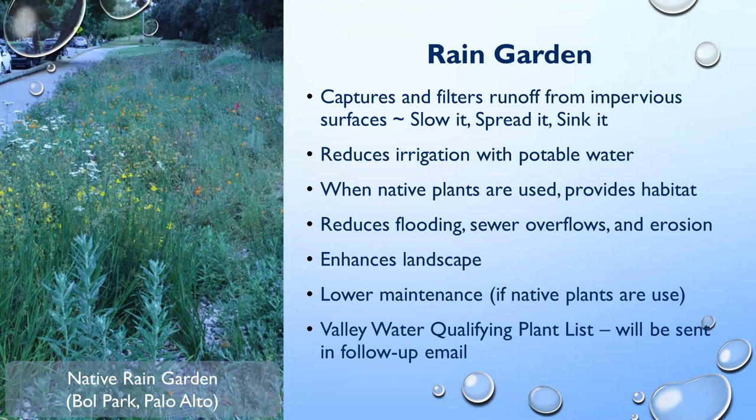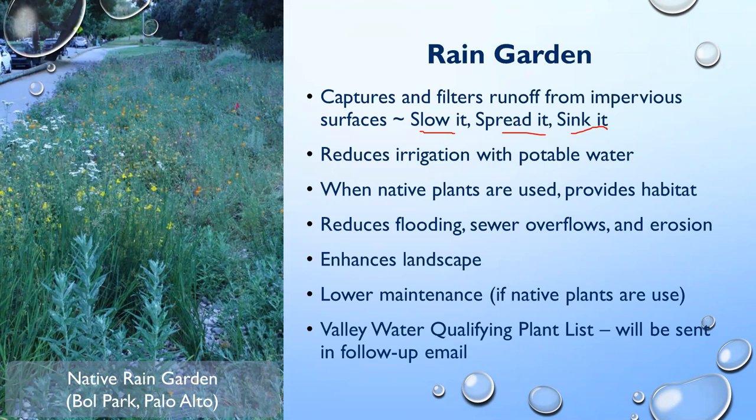And the main idea for a rain garden is to slow it, spread it, and sink it. And I'm sure a lot of you have heard that expression, slow it, spread it, sink it. And it really is exactly what it sounds like. You want to slow that water down, you want to spread it out, and you want to sink it into the ground. And all of that is to keep it from going down our storm drains with all of those pollutants that we learned about that are on those hard surfaces.